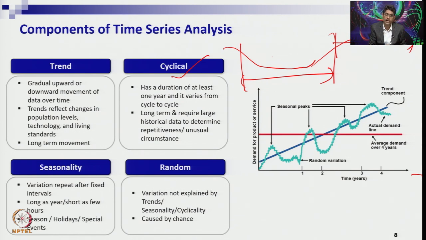They don't fall in the trend, they don't fall in the seasonality, they don't fall in the randomness. So in that case, you can analyze this data through the cyclical pattern and do the corresponding forecast. So these are the four major categories of time series data: trend, seasonality, randomness, and cyclical.